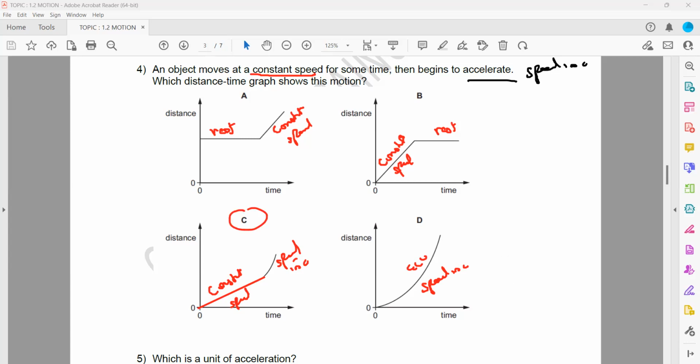Is it clear, this one? Yes, sir, clear. Okay.